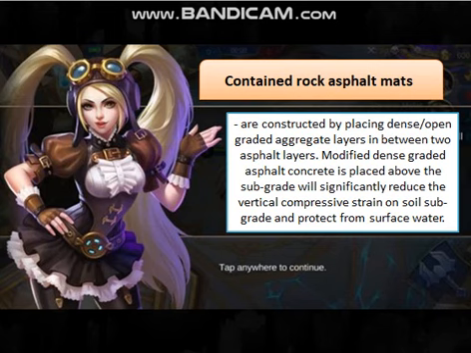Contained rock asphalt mats are constructed by placing dense or open graded aggregate layers in between two asphalt layers. Modified dense graded asphalt concrete is placed above the subgrade, which will significantly reduce the vertical compressive strain on the soil subgrade and protect against surface water.